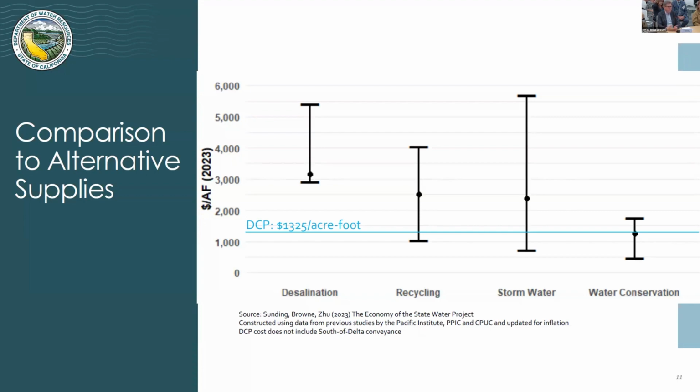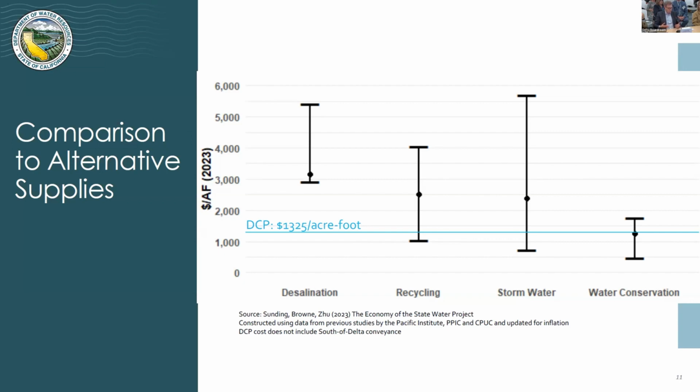The levelized cost of the incremental supply, so this is the 400,000 acre feet that's provided by the DCP, is about $1,325 per acre foot, which is less than half the cost of desalination on average, half the cost of recycling on average. There's a range in costs for individual recycling projects or desal projects. It's significantly less than the cost of stormwater capture, and in the range of costs of water conservation.